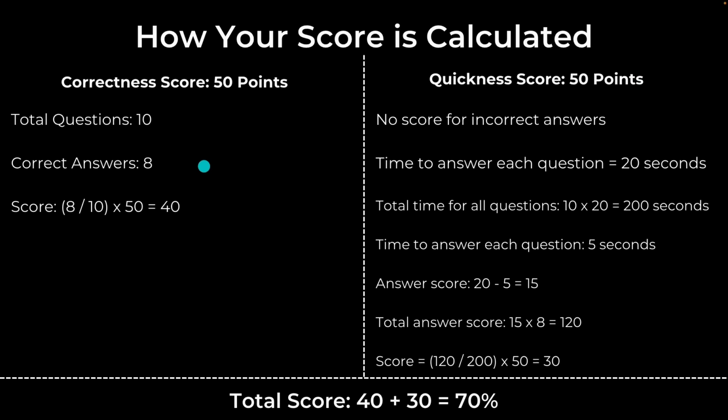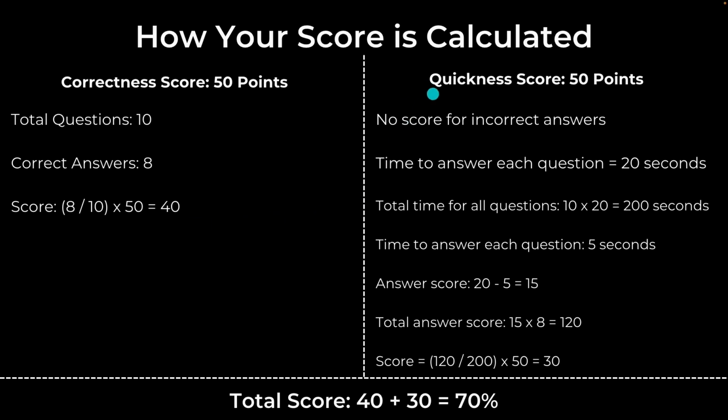In our example here on the screen, we have a session that had 10 questions and this player got 8 of the 10 correct. So for them, we'll calculate their correctness score by doing 8 divided by 10 and then multiply that by 50, which will give you 40. So this person got 40% for their correctness score.